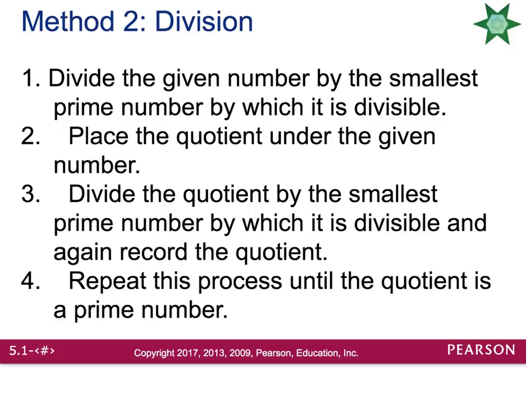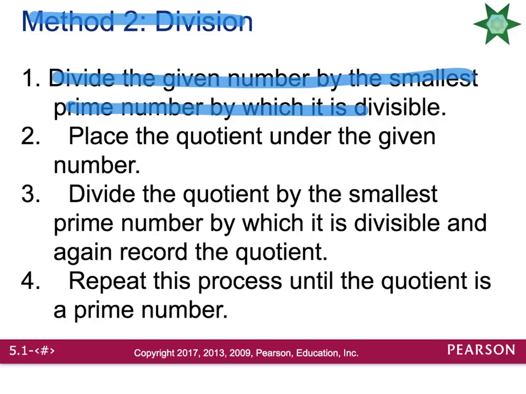Okay, our second method is just by division. So we want to look at the smallest prime number which goes into our numbers. So we divide the given number by the smallest prime number by which it is divisible. So if it's an even number, we start with 2, and then we'd see if 3 goes into it if we're done with the 2s.